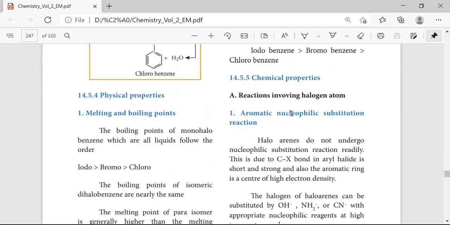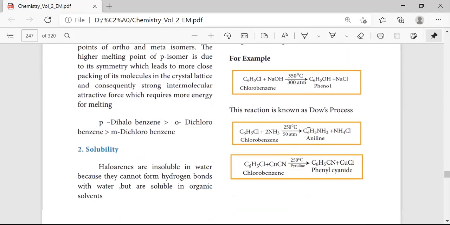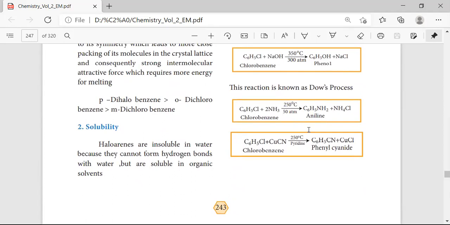Now comes chemical properties. Here in chemical properties, first comes aromatic nucleophilic substitution reaction. Here also the same mechanism we have to follow. Only thing is that in the place of alkyl, we are replacing with this aryl group.